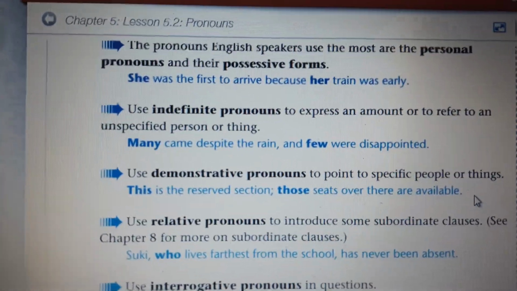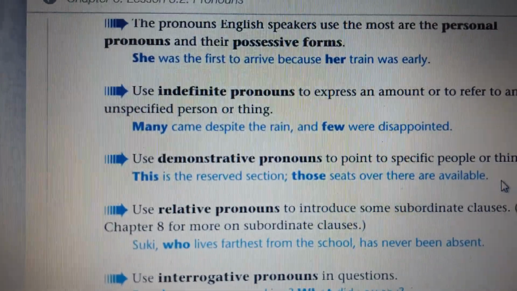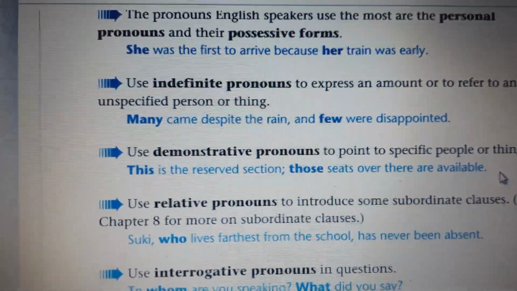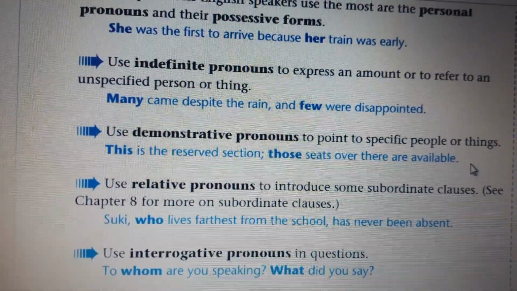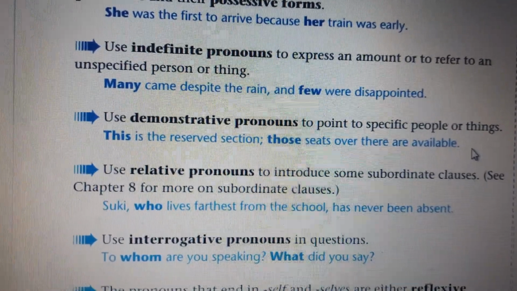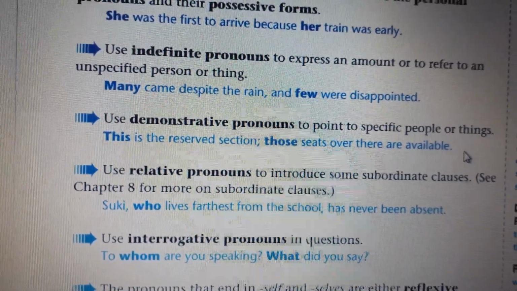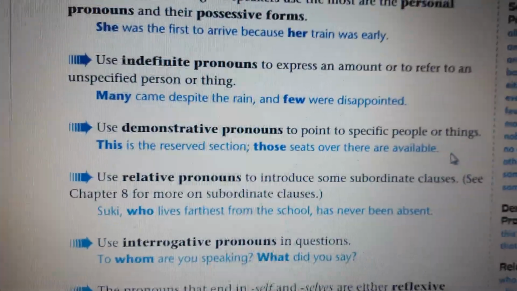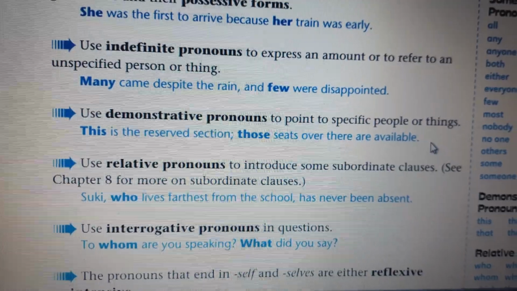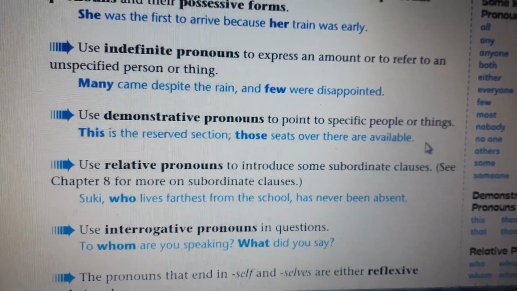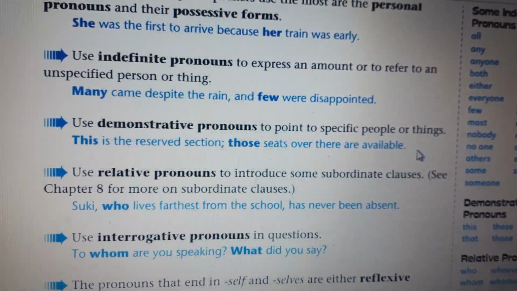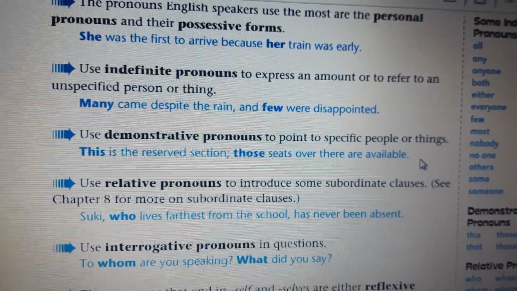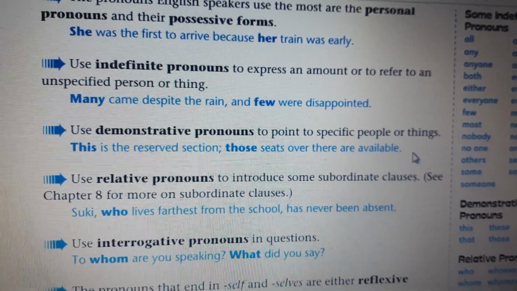Demonstrative pronouns point to specific people or things. This is the opposite. Here we have: this is the reserved section. Those seats over there are available. So I was kind of specific when I said those seats. Okay, so demonstrative pronouns point to specific people or things.